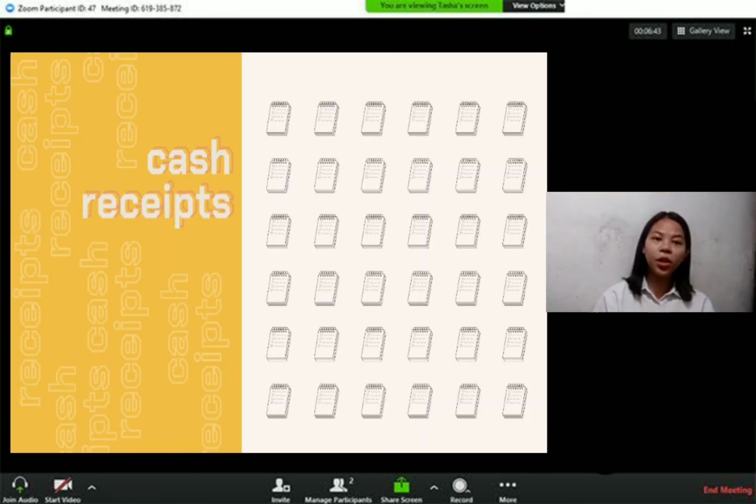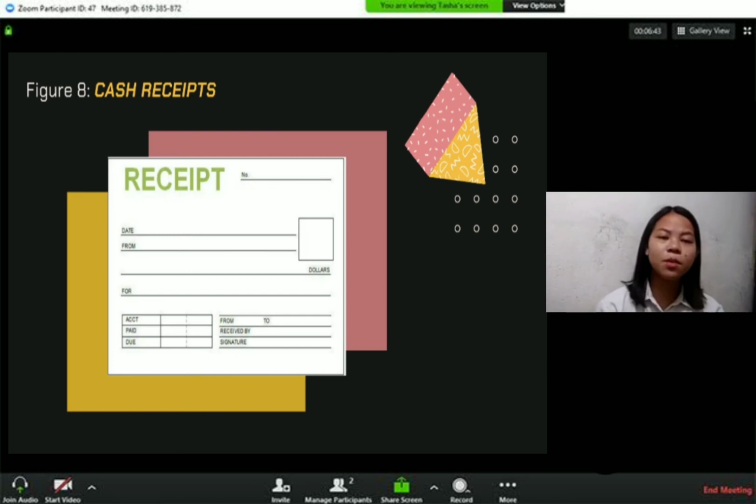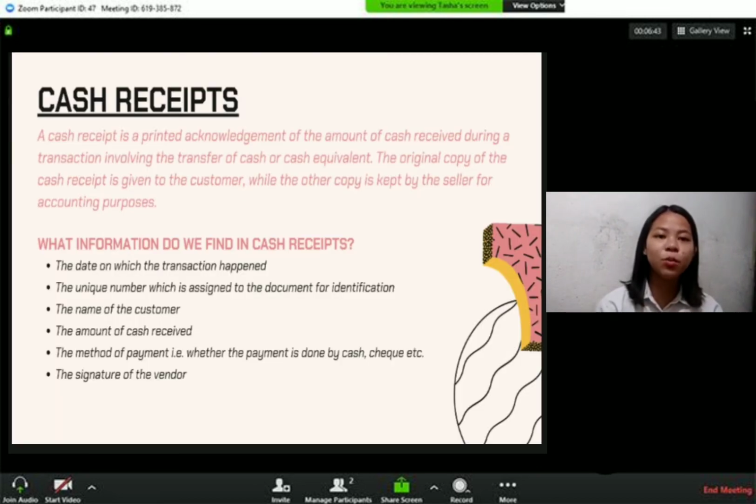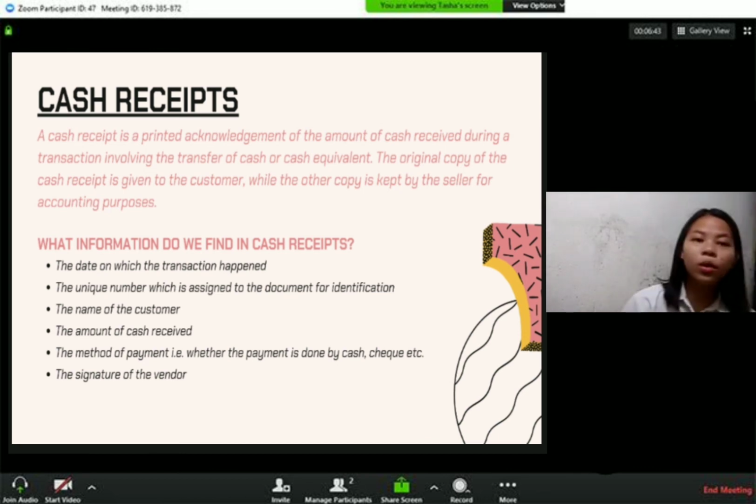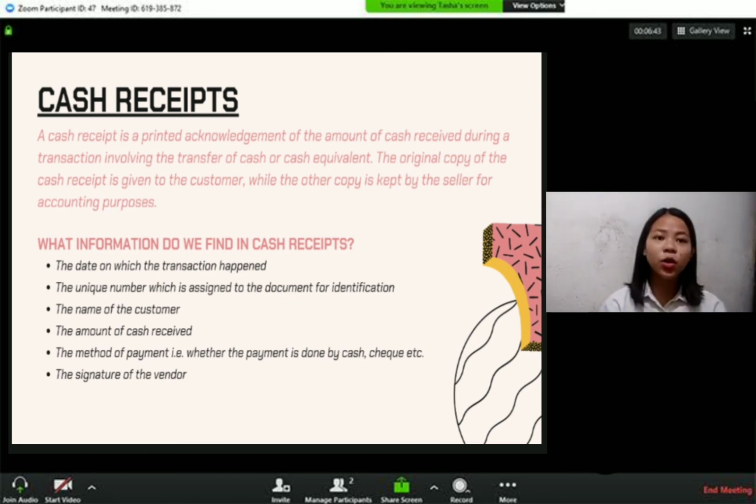The last final component that we will discuss in interpreting financial statements is the cash receipt. A cash receipt is printed data of the amount of cash received during a transaction involving the transfer of cash or cash equivalent. The original copy of the cash receipt is given to the customer, while the other one is kept by the seller for accounting purposes. Also, a cash receipt is generated when the vendor accepts cash or cash equivalent from an external source, such as a customer or bank.